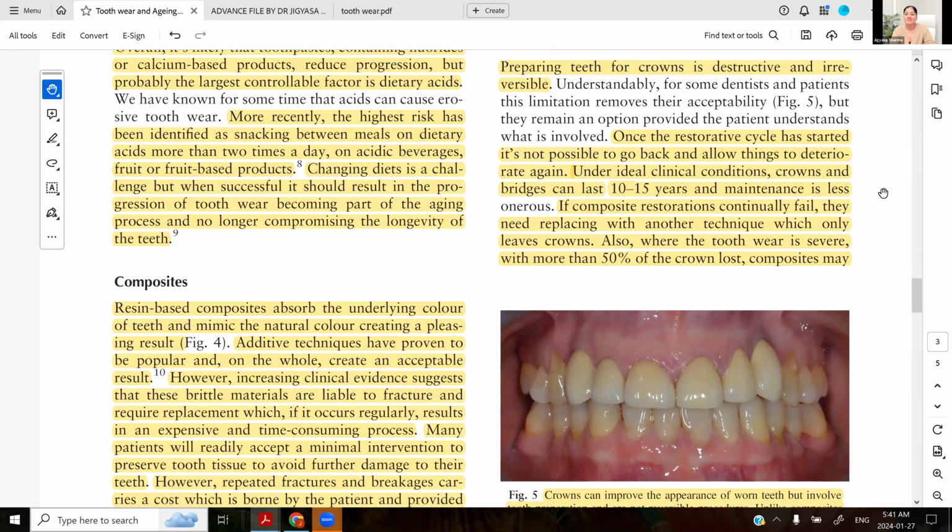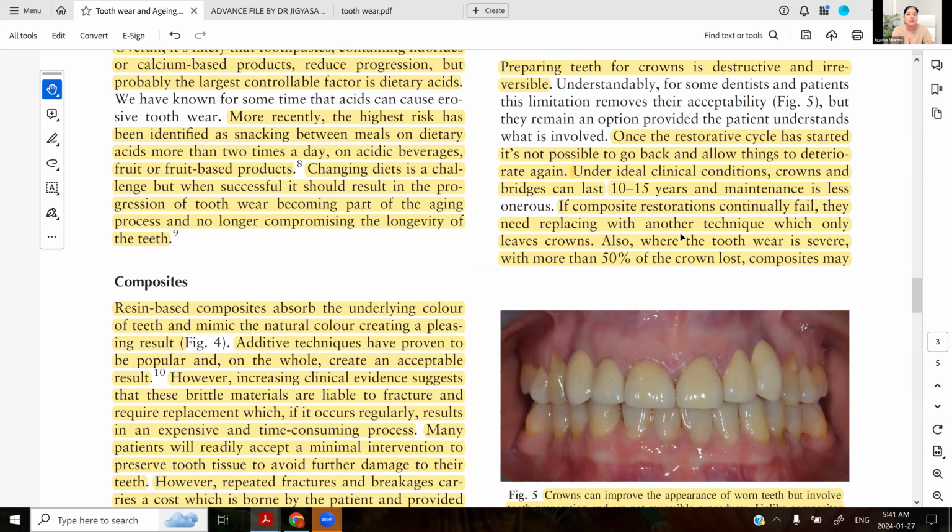Right. So once the restorative cycle has started, it's not possible to go back and allow things to deteriorate again. Under ideal clinical conditions, crowns and bridges can last 10 to 15 years, and maintenance is definitely less than composites.